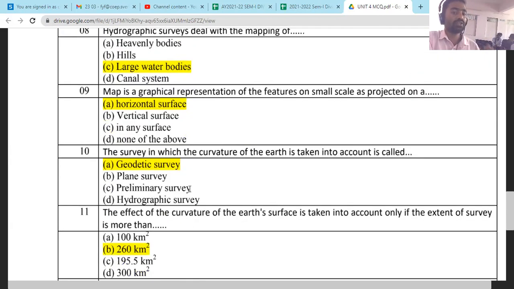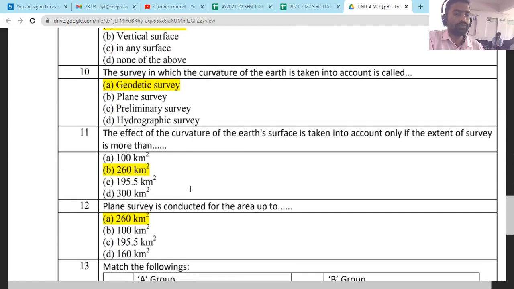The survey in which the curvature of the earth is taken into account is called geodetic surveying. The effect of the curvature of the earth's surface is taken into account only if the extent of the survey is more than 250 square kilometers.